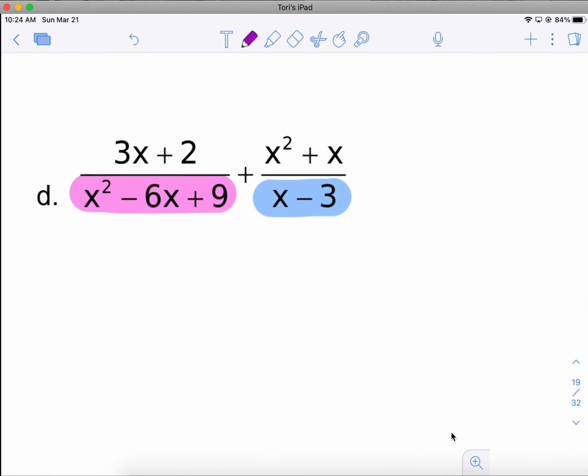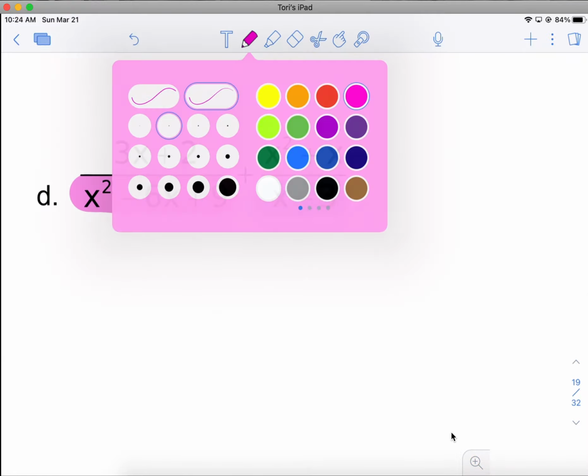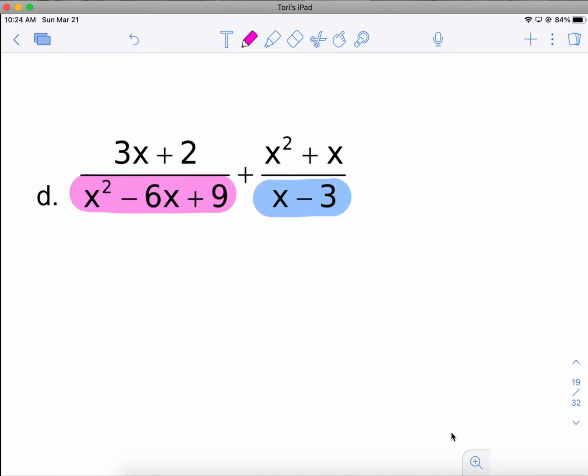All right, when it comes time for D, I do have a little bit of factoring that needs to be resolved here. So if I'm going to factor first, let's figure out what's inside of this pink. If I'm going to factor x squared minus 6x plus 9, that means I need an x minus 3 and another x minus 3. If I look to factor the blue, he is already done. So let's go ahead and look at what our least common denominator is going to be. Oops, I'm going to move that over just a little bit.